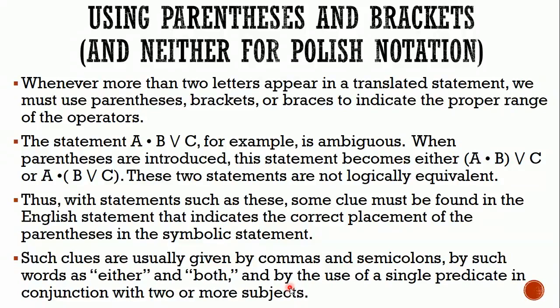So more about parentheses and brackets. When you have more than two letters in a translated statement, you have to use parentheses, brackets, or braces to indicate the proper range of the operators, or else we're not going to know what's happening. So we'll look at this. This is ambiguous. What the heck? So what do we have to do? You have to introduce parentheses to either this or this.